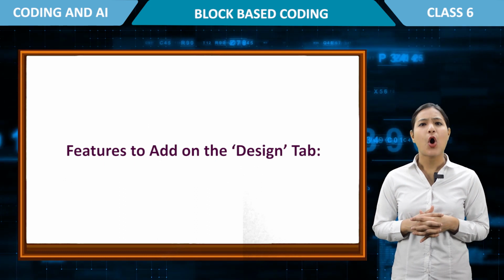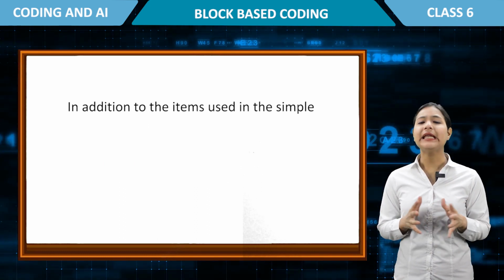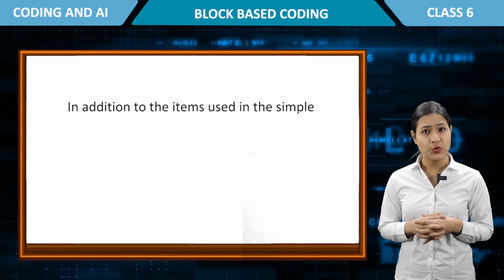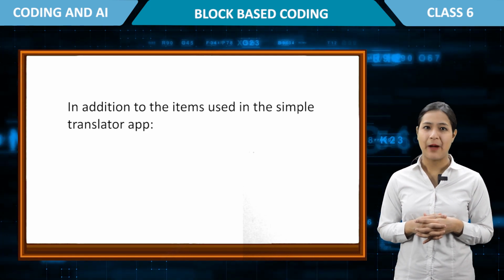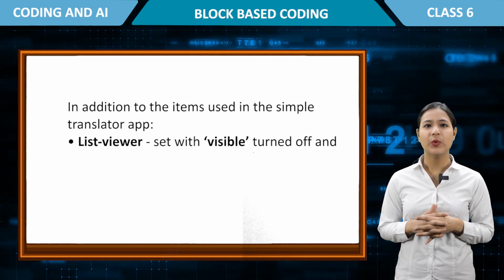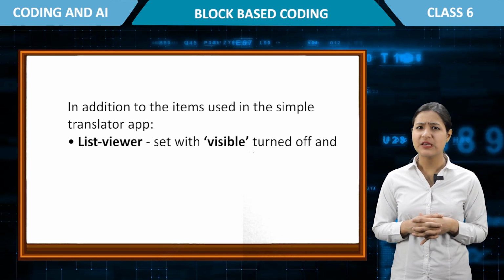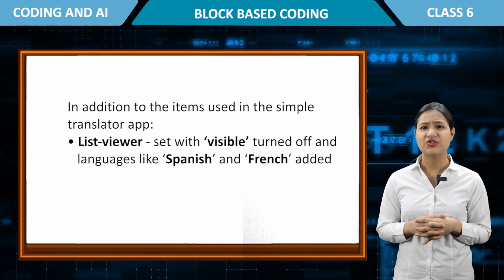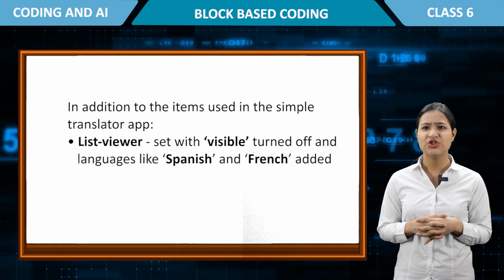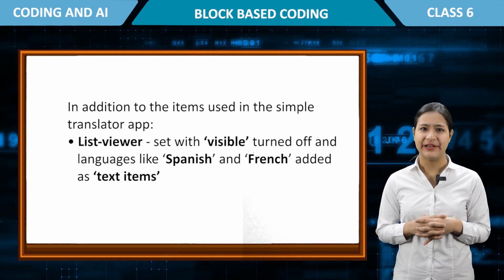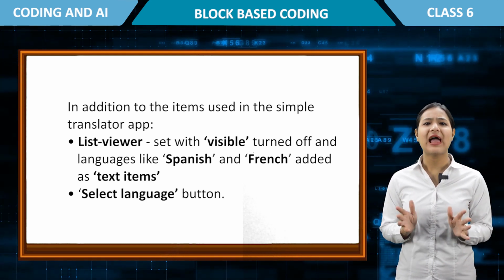Features to add on the Design tab. In addition to the items used in the Simple Translator app, list viewer, set with visible turned off and languages like Spanish and French added as text items. Select language button.